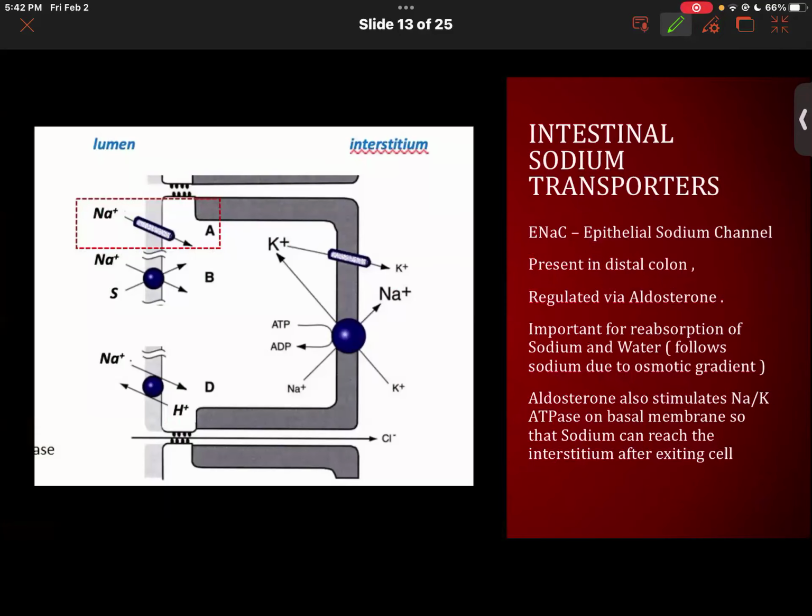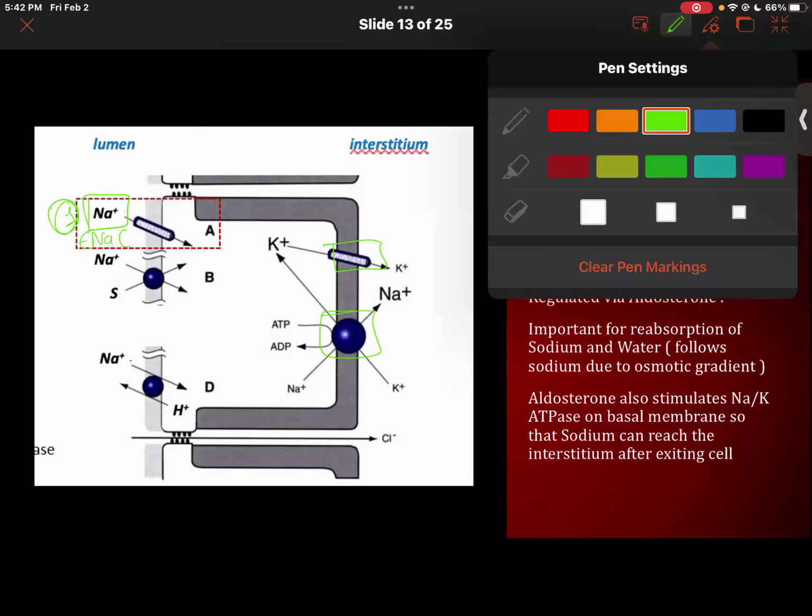Okay, so now we move to this. It's really simple. There are two transporters that you need to focus on. This is the first one, and it's called ENaC, the full form being epithelial sodium channel. And then there's this one that you need to focus on. Oops, sorry, this one, not this one.